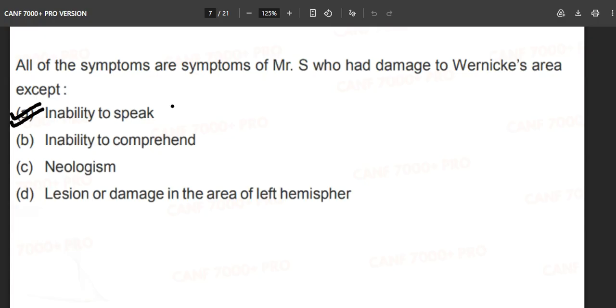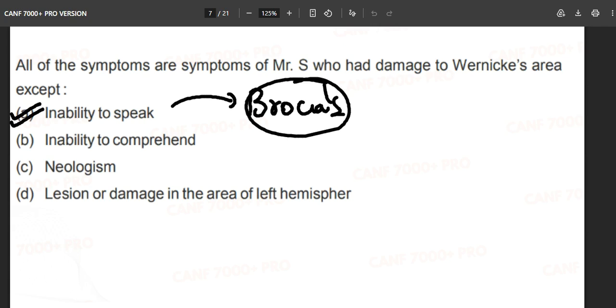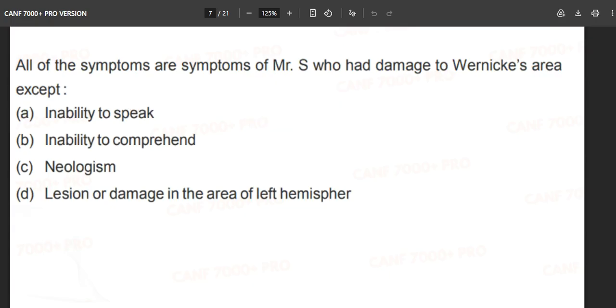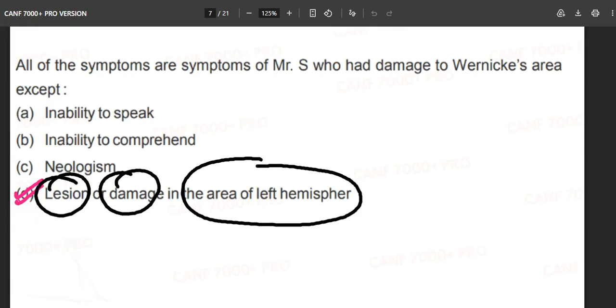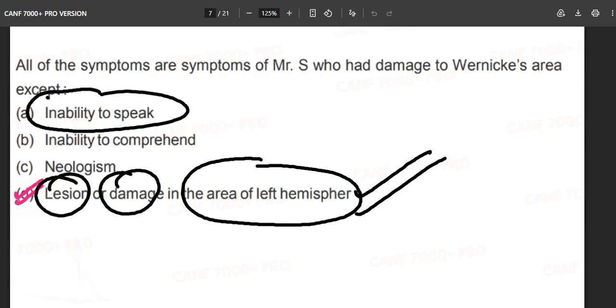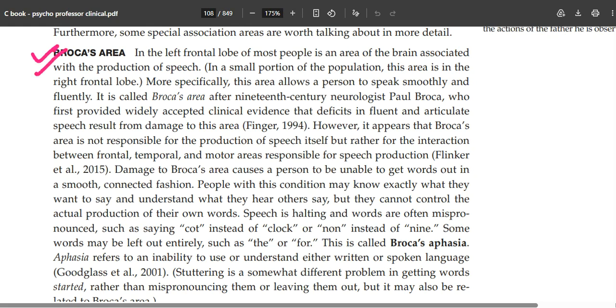Inability to speak is inside your Broca's area. They have not mentioned where it is, meaningfully or not meaningfully. All right, and as per the official answer key, they are saying option D, lesion or damage in the area of the left hemisphere, is not a symptom. We agree that this is not a symptom for someone who had damage to Wernicke's area, but inability to speak, as per this statement, is also not a symptom of it. It is the symptom of your Broca's area.